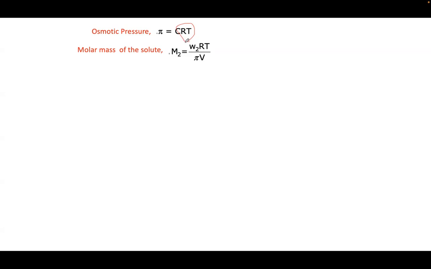So molar mass of the solute M2 is equal to W2 RT by pi into V, where W2 is the mass of the solute added into this particular solution, pi is the osmotic pressure, V is the volume of the solution, and R and T we have already discussed. So this is how we can calculate the molar mass from osmotic pressure.